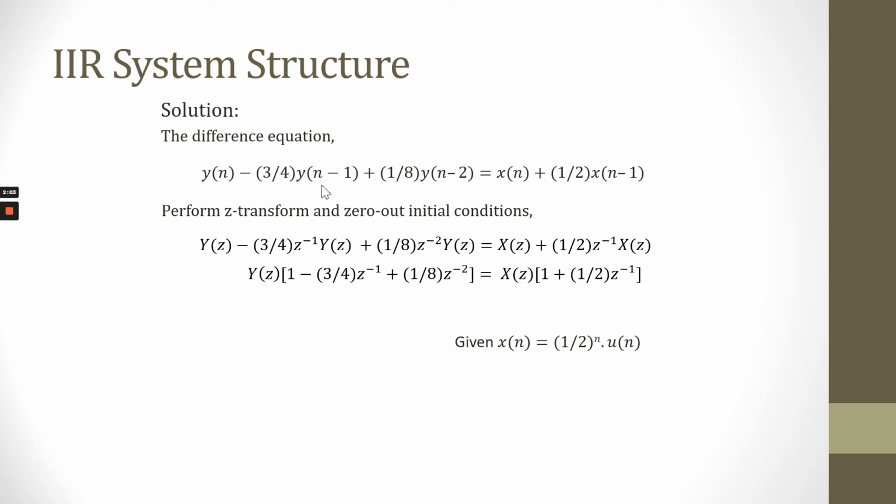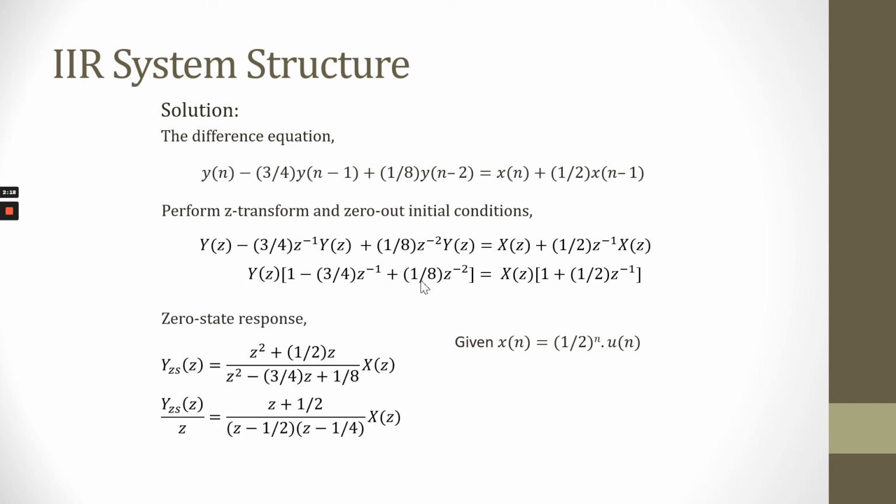So from the difference equation, we perform the Z transform with zero initial condition. Okay, so for any initial condition, we apply zero initial condition. Finally we have this one after applying zero initial condition. So to determine the zero state response, we have this equation. We rearrange this equation until we have Y(z) on the left. So we have this part multiplied with X(z).